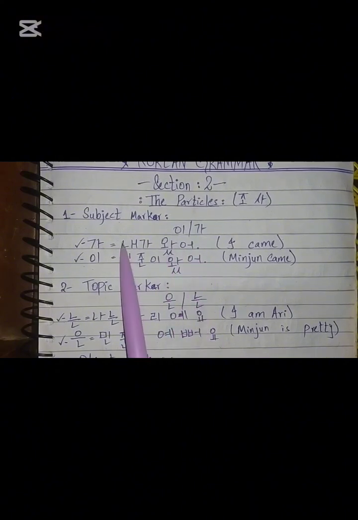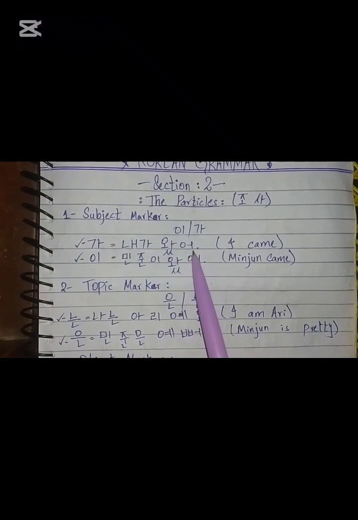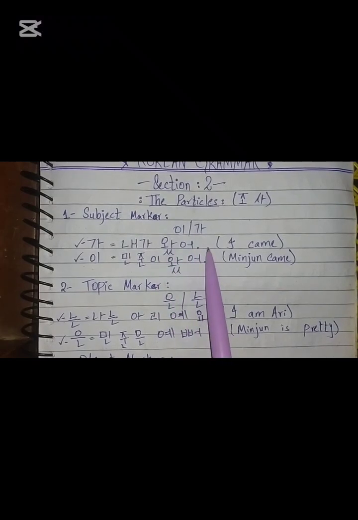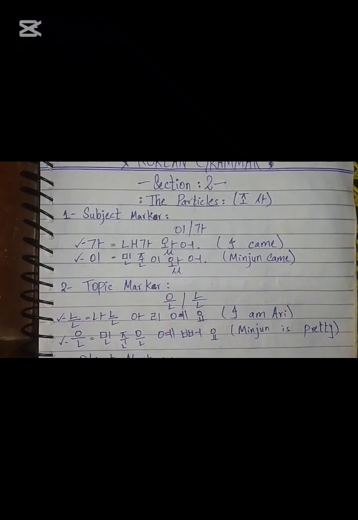내가 왔어 means: 내 is basically I, 가 is the subject marker, 왔어 is came, the past form of come. So 내가 왔어, I came. This is very simple. We are using the subject marker to put emphasis on the subject, telling about the subject: I came, like nobody else came, I came.